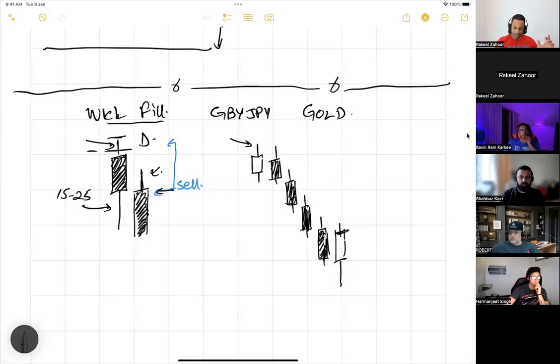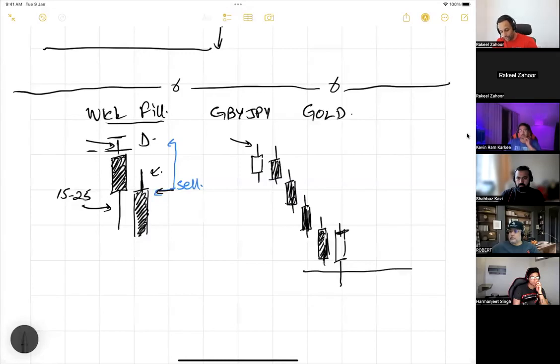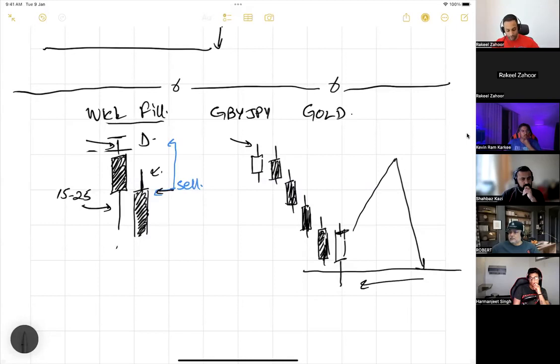So if we're looking at this situation right here, this seems like we've created a low at this point, and whenever we create a low, there's a very high probability price is going to retest that low. So for price to come up and then continue pushing down to retest this low, that's going to be the wick fill that we're going to have on the daily candle.